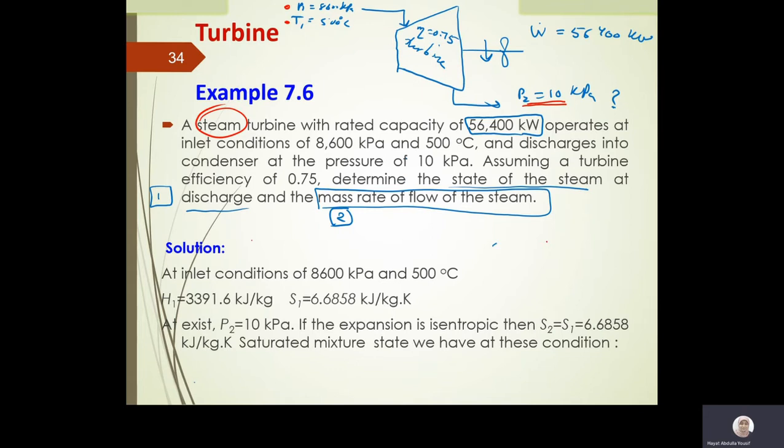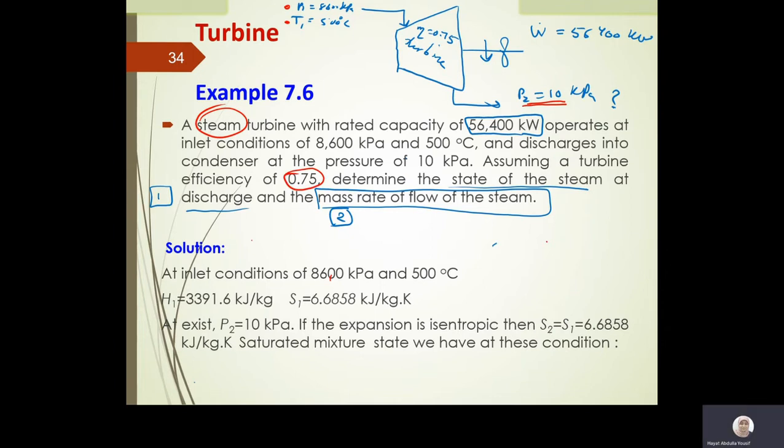And then, what is the relationship between the inlet and the outlet? Did they mention in the question that it is, for example, reversible adiabatic? No, they did not. How did they not? Because they give me the efficiency. If they give me the efficiency, it means definitely it's not reversible adiabatic.